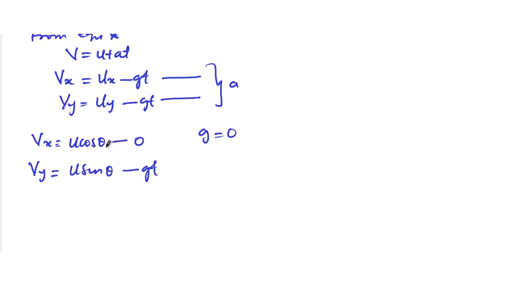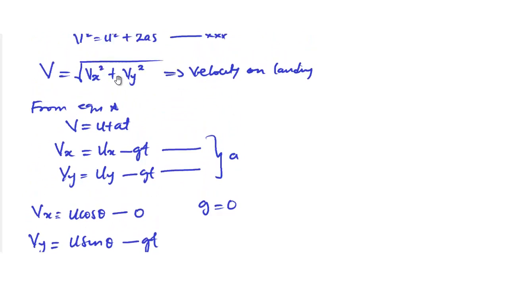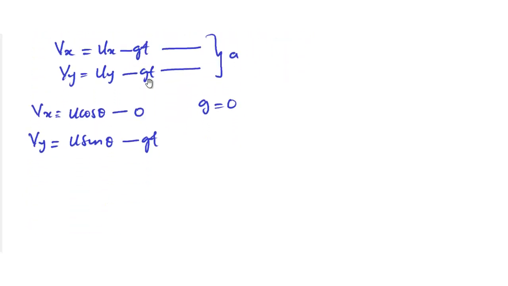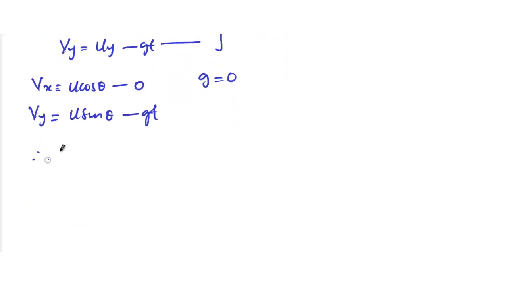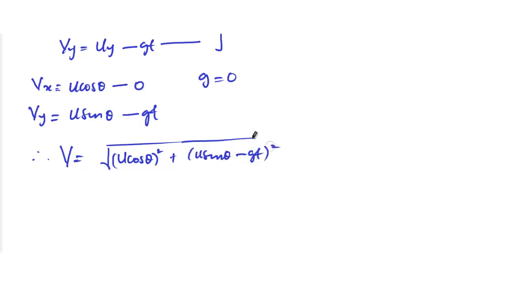So in that case, since we've gotten v subscript x and v subscript y, what we do is plug them into this velocity equation. So we can say that therefore v will now be equal to the square root of u cos theta, squared, plus this other one, u sine theta minus gt, squared. So this is basically the velocity of the projectile at any time t.